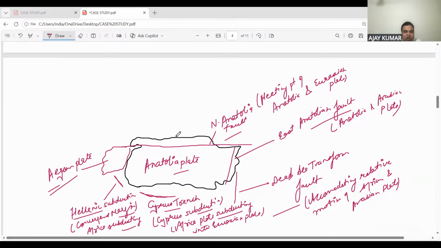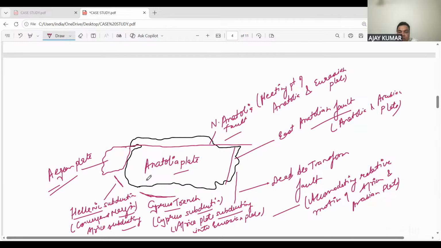ठीक है, ये आपको diagram draw कर देना है. On this side we have the North Anatolian Fault, this side we have the East Anatolian Fault, we have the Dead Sea Transform Fault, we have the Cyprus trench here, we have the Hellenic subduction, we have the Aegean plate which is colliding with the Anatolian plate. ठीक है, and for all these reasons you can easily see how Turkey is bounded and surrounded by numerous plates.